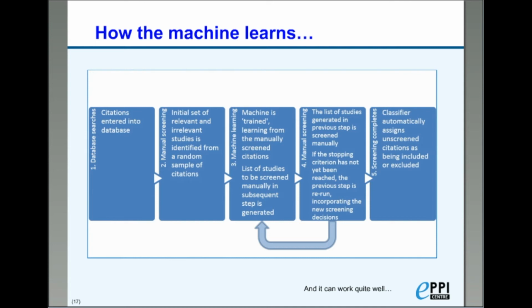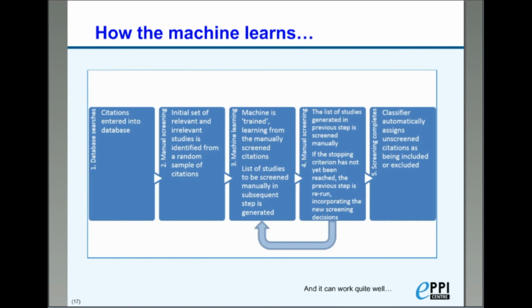So a little slide on how the machine learns. This process has come from computer science and is known in that area as active learning. We've got some slight differences from it here, but essentially the process is that we upload all of our citations, all of our titles, abstracts, etc. into our database in stage 1, and then in stage 2 we undertake what would be quite familiar to many systematic reviewers, a phase of manual screening. So we look at a random sample of the citations that we've uploaded, quite a small random sample hopefully, and that gives us just enough to begin the machine learning.